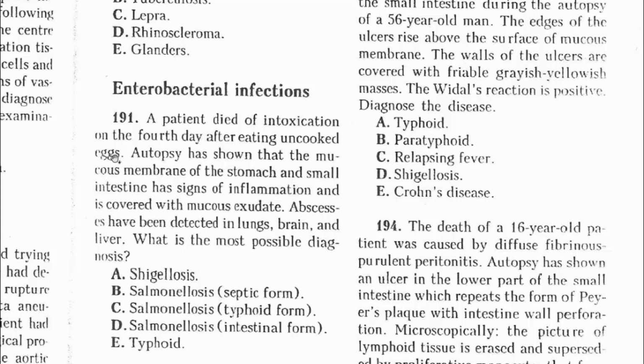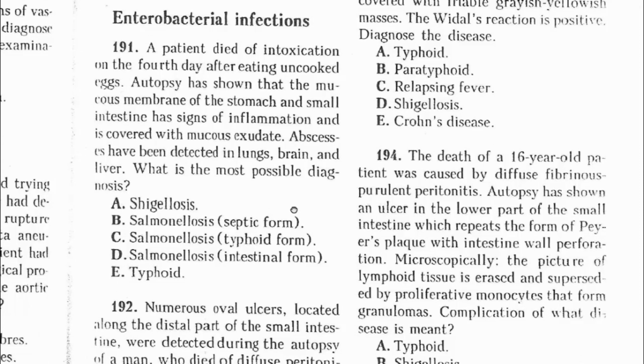91. A patient died of intoxication on the 4th day after eating uncooked eggs. Anytime you hear of uncooked eggs, an infectious disease, think of what? Salmonellosis. Now, autopsy has shown that the stomach and intestine show signs of inflammation and are covered with mucous exudate. Abscesses have been detected in the lungs, brain, and liver. This should really be what? Septic. So this is a septic form of salmonellosis. So your answer is B.